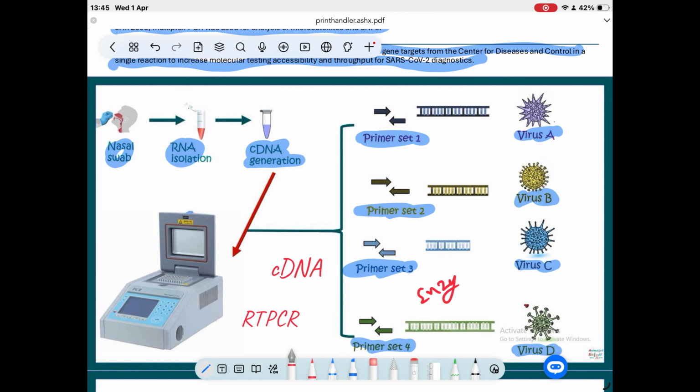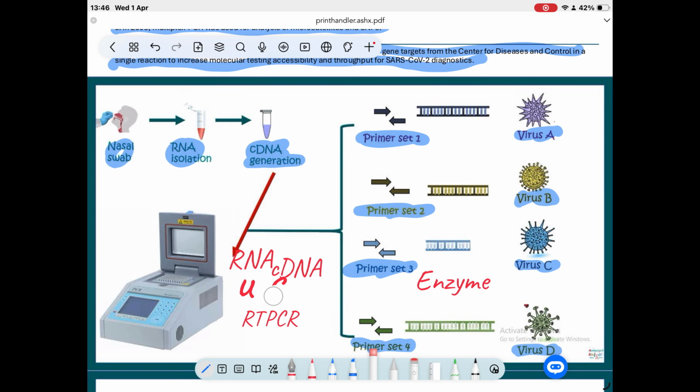The flowchart then shows a massive red arrow pointing down to a glowing PCR thermal cycler machine. A bracket opens up, showing the internal multiplex reaction. Primer set 1, hunting for virus A, primer set 2 for virus B, primer set 3 for virus C, and primer set 4 for virus D.